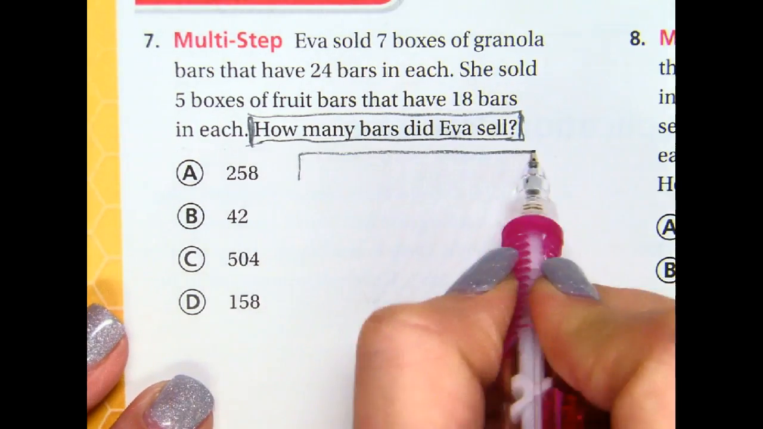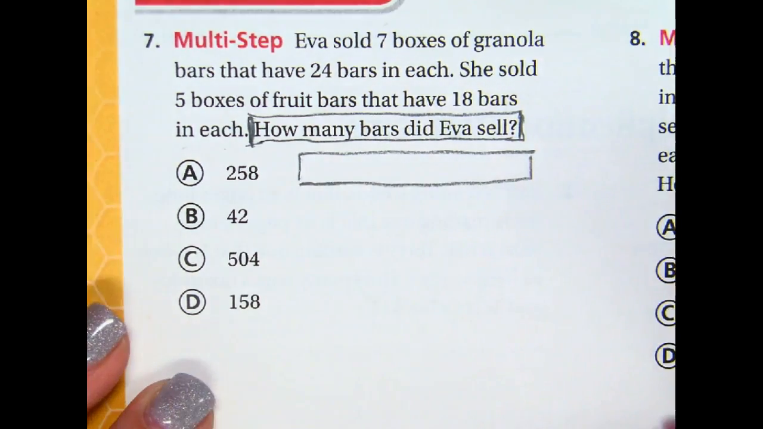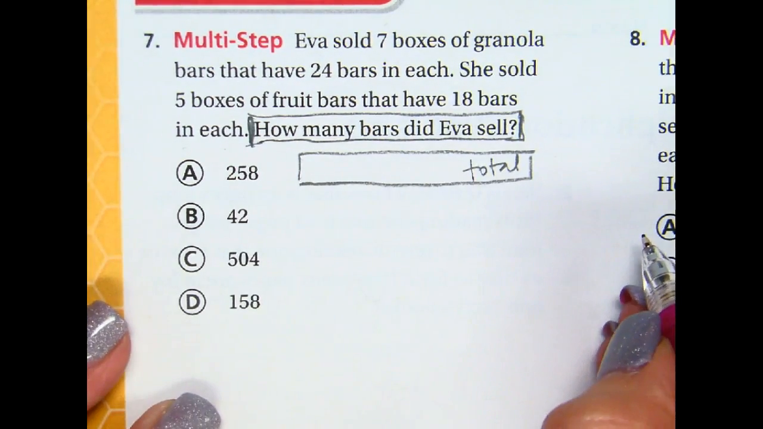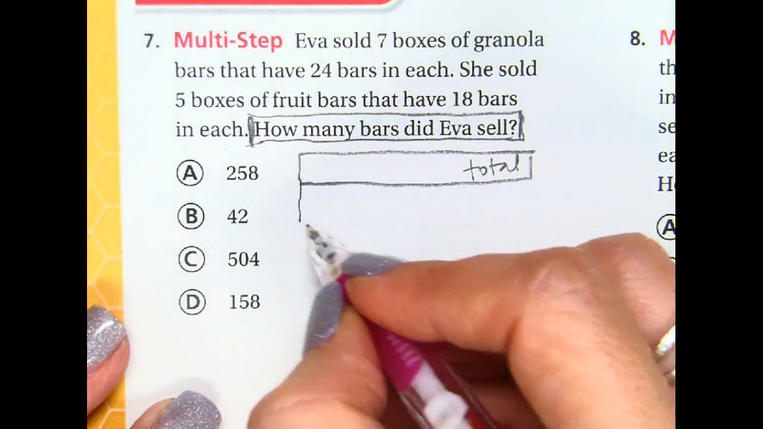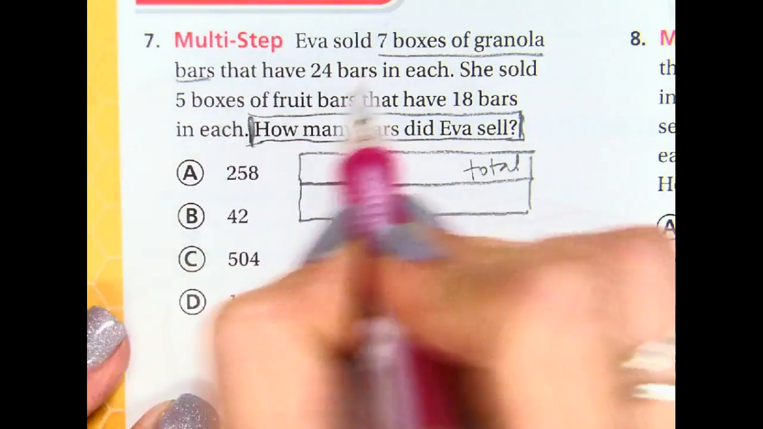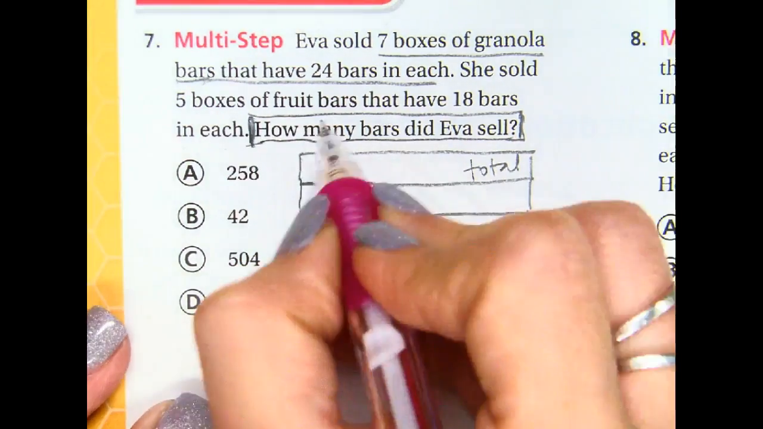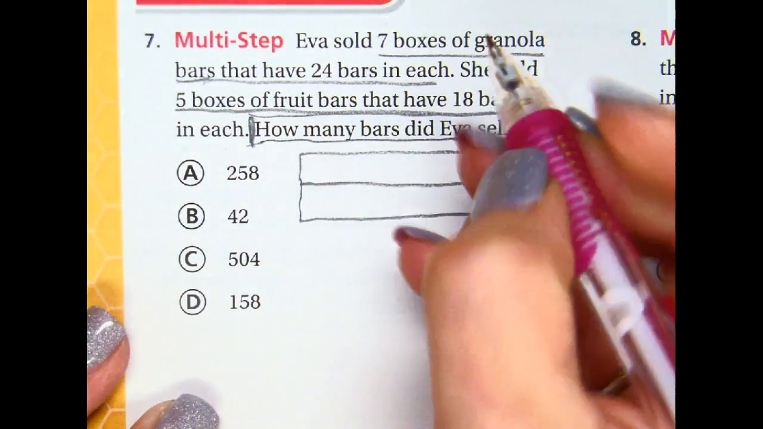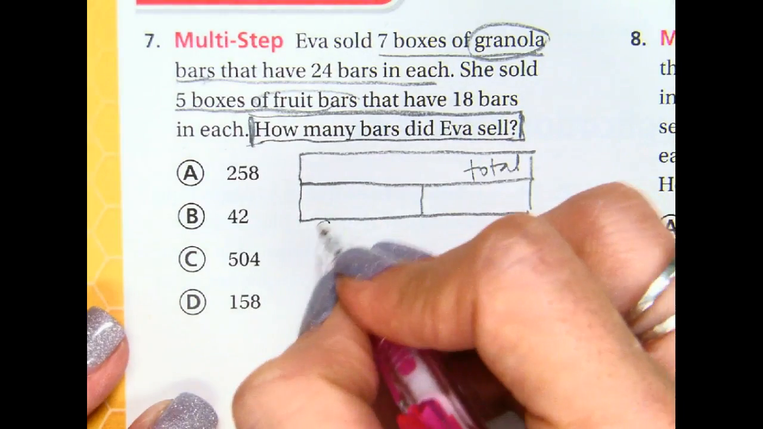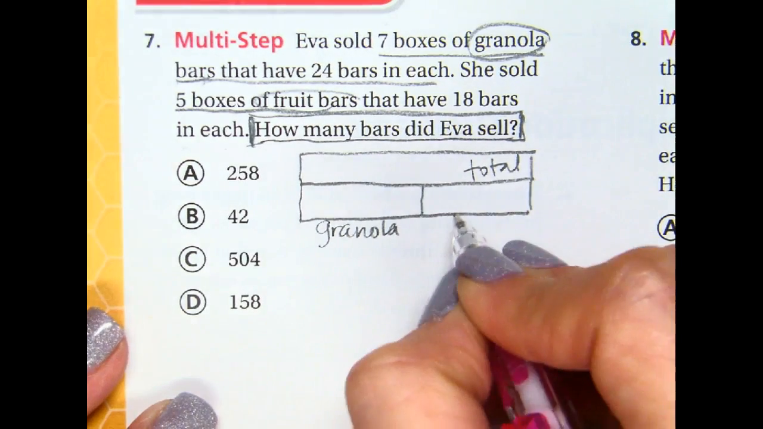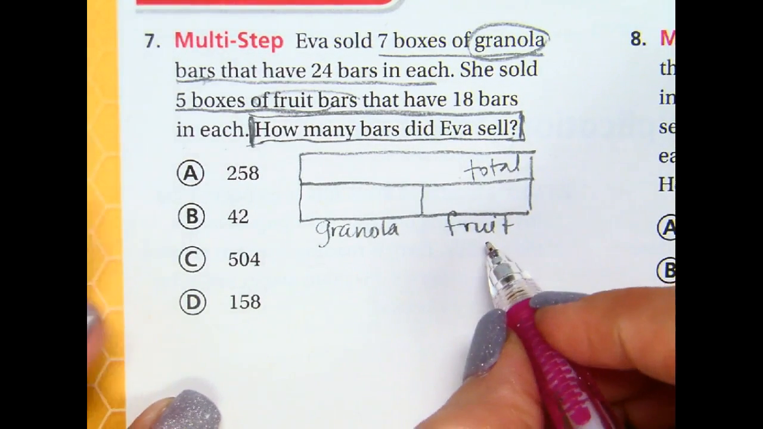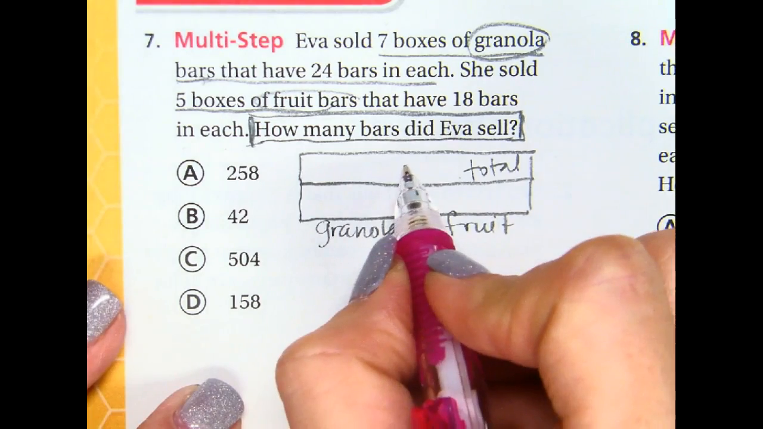So if we drew a strip diagram that represents the total, this is our graphic organizer for our problem. So what do we know that we sold? We know the parts. We have granola, and we have fruit bars. Those are the 2 items that we have. So we can split up our parts and label them. We have granola, and we also have fruit. Those are the types of bars. So that might help us figure out what we're looking at. So we have 2 parts.